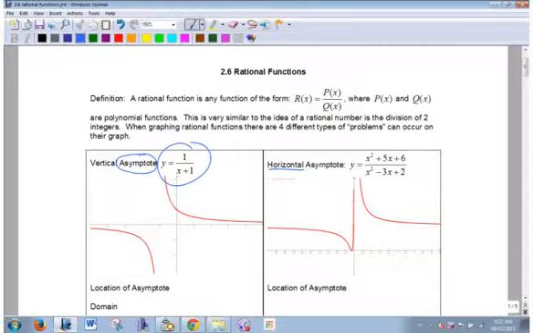I know, we tell you things and then we change the rules, right? Do as I say, not as I do.